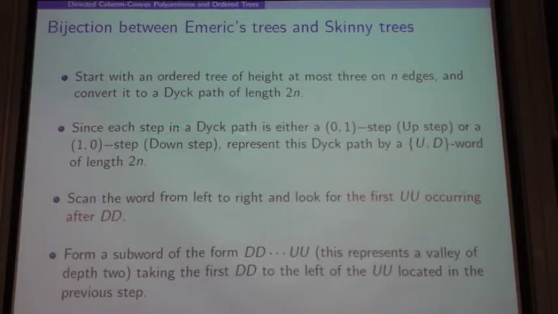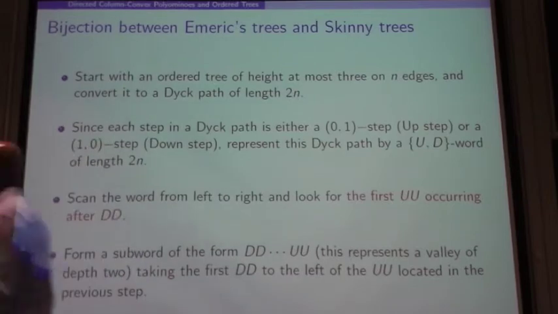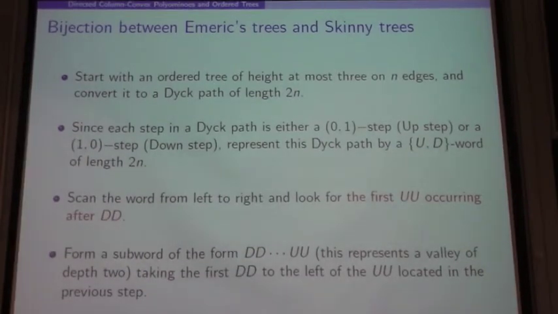Now, since each Dyck path is either an up step or a down step, it's going to be represented by a UD word of length 2n. And we want you to scan that UD word from left to right and look for the first UU occurring after DD. Why are we asking for this? Let me just describe this quickly because it's quite important.